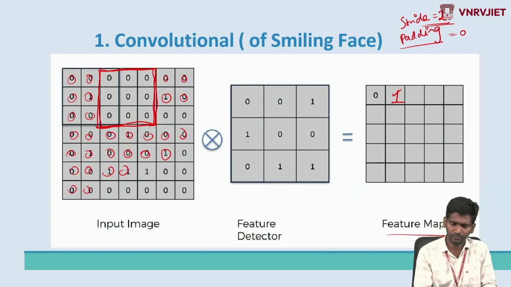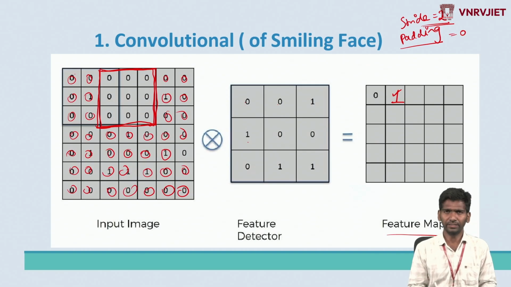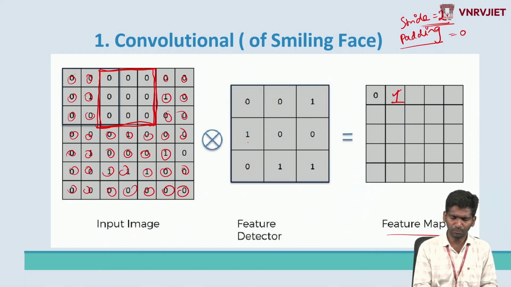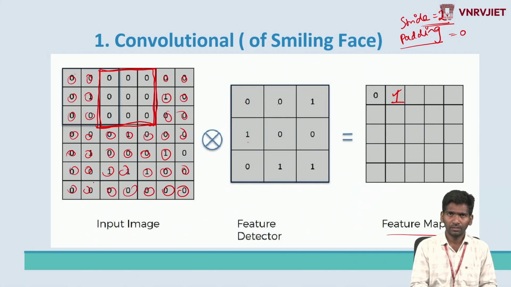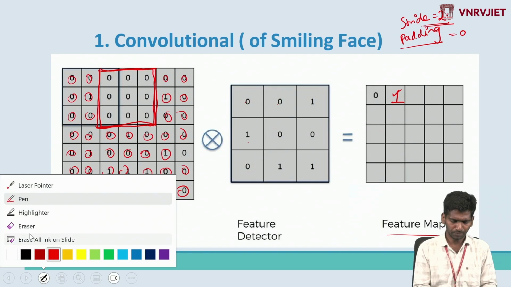Non-considerable area will be with the padding value. If my padding is a value, it will be like this, so we will consider only this box. If the padding is 1, then all the non-considerable area of the image will be 1. Okay, you understood, I hope.